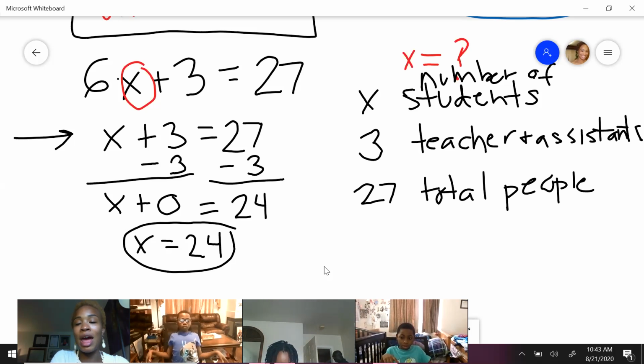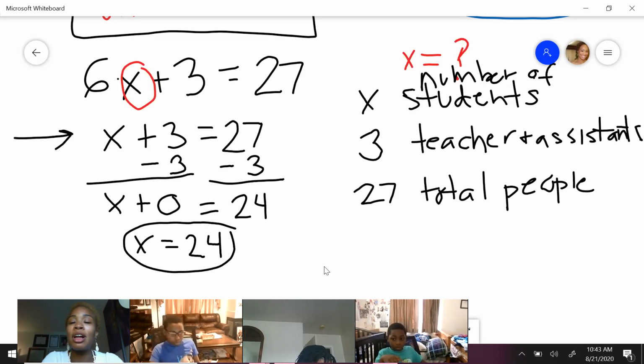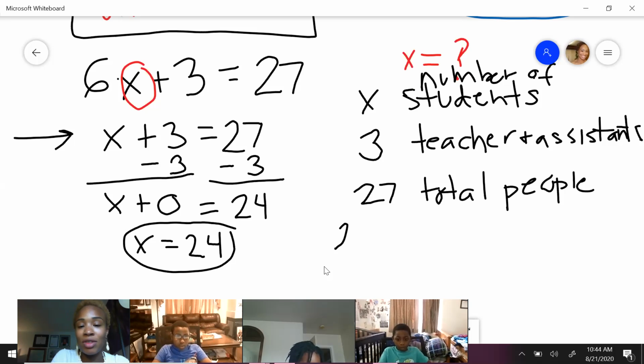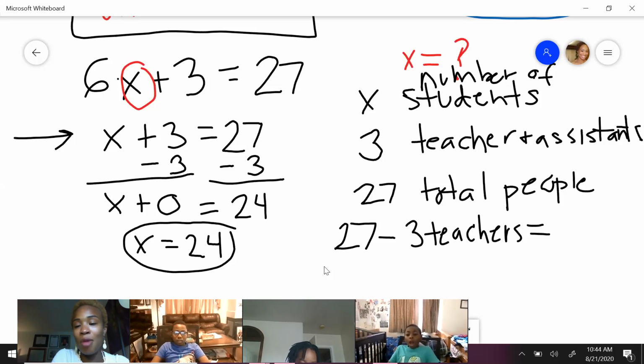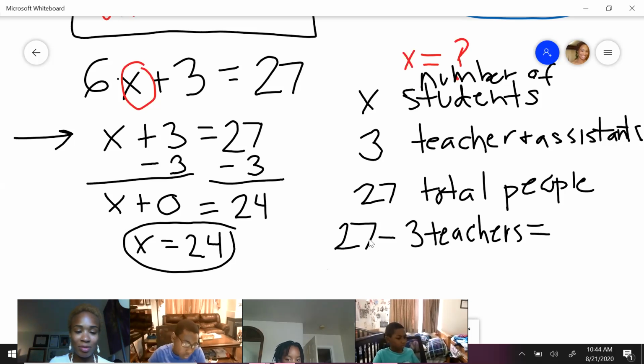So now somebody would ask you, how many are students? If there's X number of students in your class and there's 3 teachers and assistants, how many people total are in there? So the total of 27 people, 3 are teachers. And so a quick way to solve this would be you have 27 total people minus the 3 teachers. And so how many people are left? Anybody want to answer? Yeah, go ahead. 24 students. Yeah, so then you have 24 students.